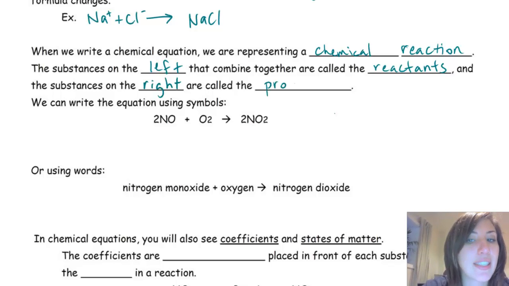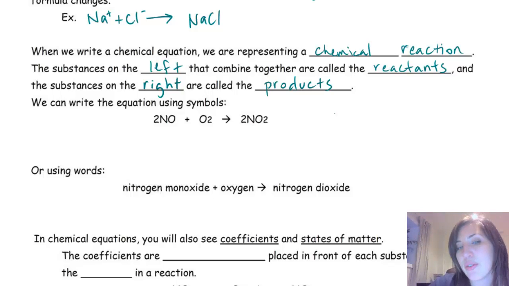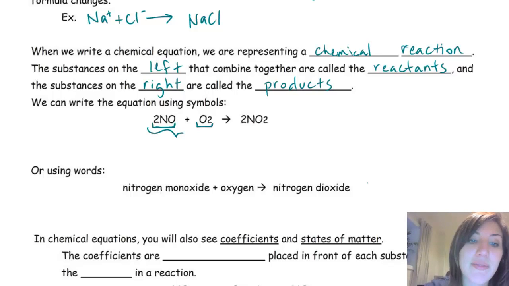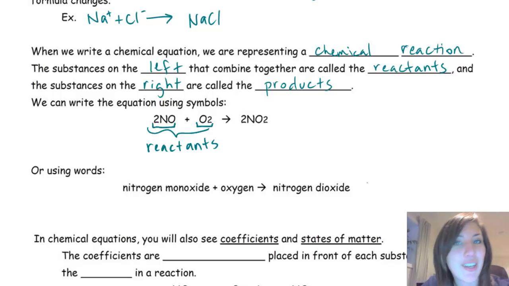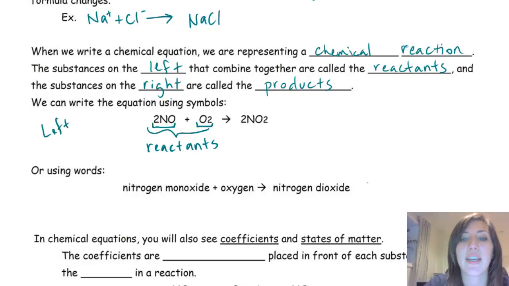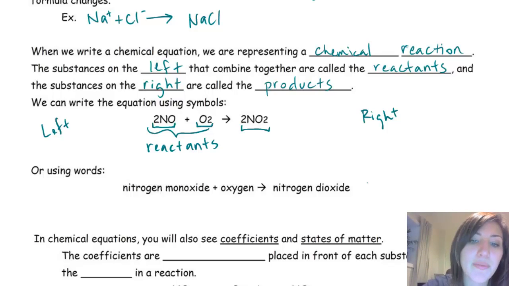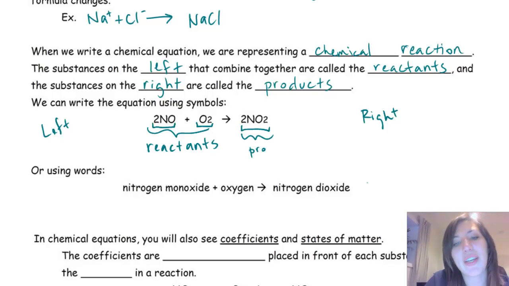So I have here an example for us. This equation, 2NO plus O2 goes to 2NO2. So this 2NO and this O2, these are the reactants because they're on the left side of the equation. So the left side of the arrow, basically. And on the right side over here, we have 2NO2. This is the product. And there's only one product in this case. Well, I guess there's two NO2s, but only one type of product.